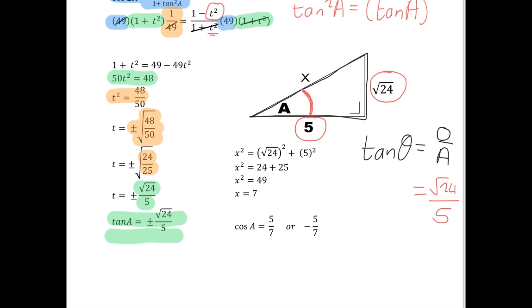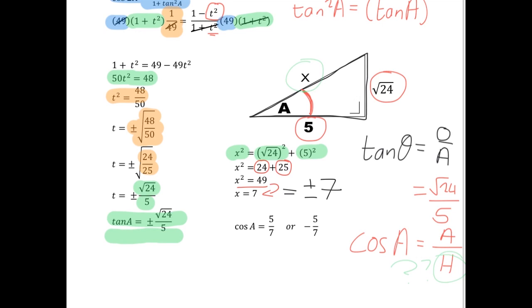Then we just need to work out what our hypotenuse is, because we know that cos of a is going to be our adjacent, which is 5, over h. So we need to ask ourselves what this h is. In order to do that, we need to work out this value x up here, so we're going to use Pythagoras' theorem to write that x squared is equal to square root of 24 squared plus 5 squared. When you take the square of a square root, they just cancel, so we're left with 24. 5 squared is 25. So we have x squared is 49, meaning x is 7, or I should say x is plus or minus 7 when we take the square root.